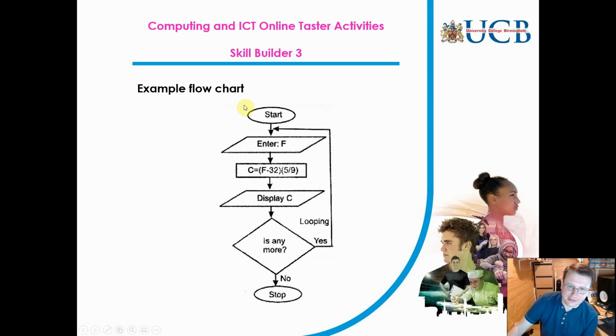So you can see the lozenges start and end, start and stop. Input the temperature in Fahrenheit. Do a calculation to convert it to Celsius. Display the answer in Celsius. If there's another temperature to calculate, loop back to the beginning and do the whole thing again. If there's no more to calculate, then end the program.